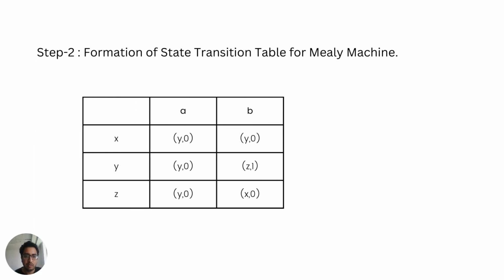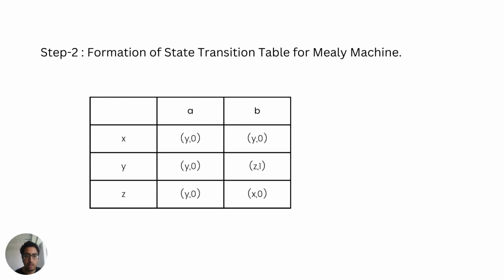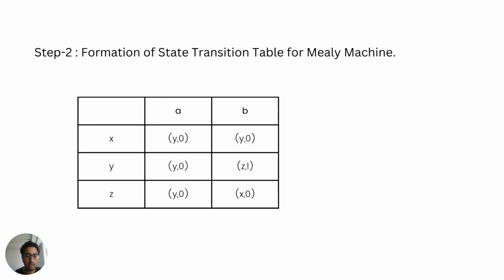So here we can see the formation of the state transition table of a Mealy machine. Before explaining this, let's discuss the differences between Moore and Mealy machines. In a Moore machine, the output depends only upon the present state, whereas in a Mealy machine the output depends on the present state as well as on the present input.